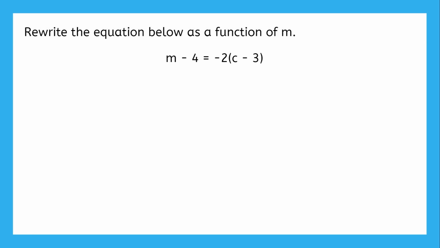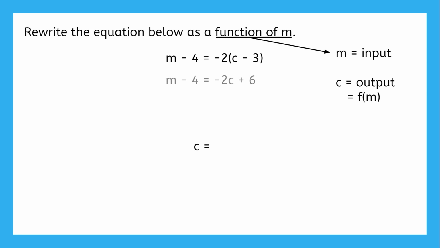All right, final example. We're using the same equation here, but this time we're writing it as a function of m, so we need to isolate c. First, let's distribute to get rid of the parentheses. Since c and m are already on different sides, we're going to leave them where they are for now. We can flip it around so c is on the left side at the very end.